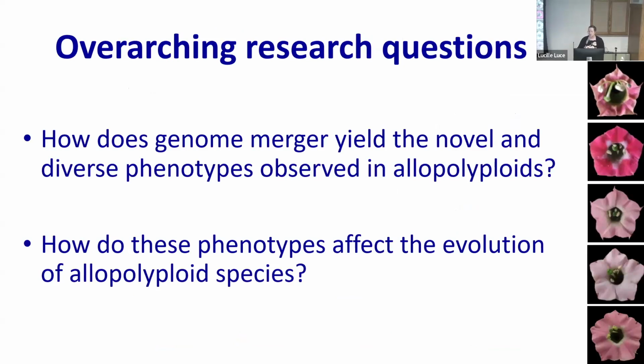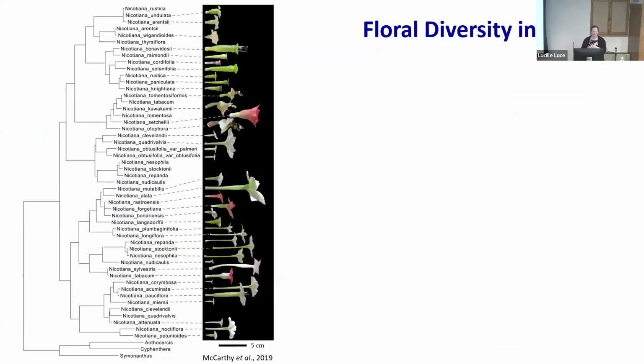So my overarching research questions in my research program are, again, how does this genome merger that we get with hybridization yield the novel and diverse phenotypes that we observe in allopolyploids? And then how do those phenotypes affect the evolution of allopolyploid species? And Nicotiana is a fantastic system to study this in, because we not only have an amazing diversity of flowers, size, shape, color, but we also have a ton of polyploids, and they're all different ages.